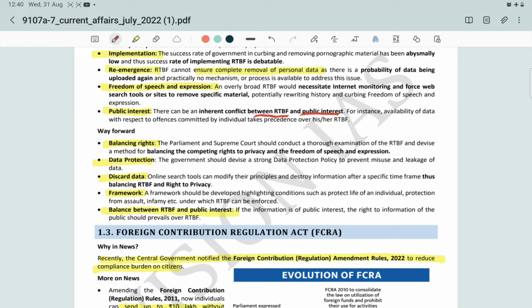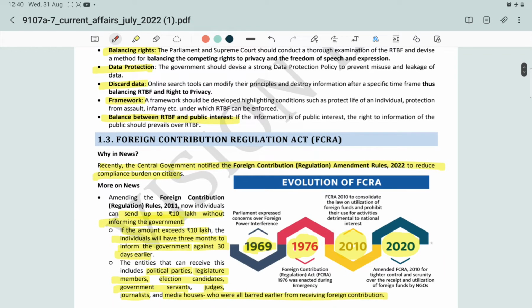The next topic is the Foreign Contribution Regulation Act, that is FCRA. Why is this in the news? Recently, the central government notified the Foreign Contribution Regulation Amendment Rules 2022 to reduce the compliance burden on citizens. What is the requirement of this amendment?